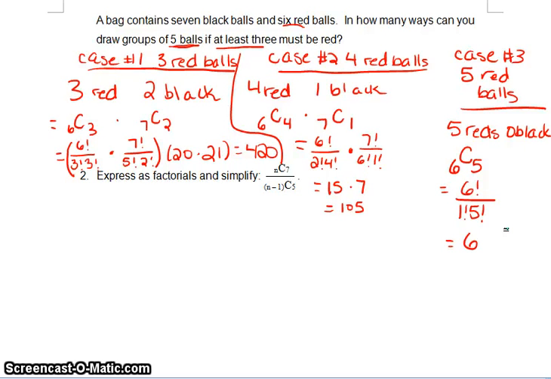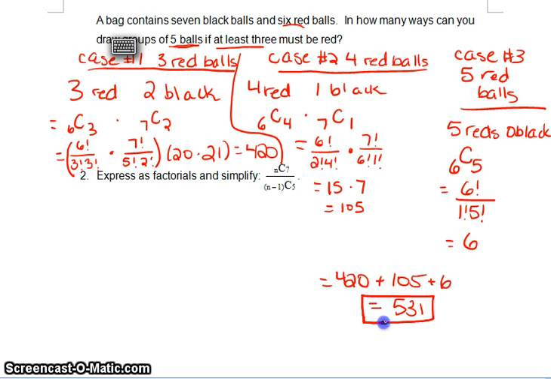So now we found the possibilities for each case. Now we're going to add them all together. So we'll have 420 from our first case, plus 105 from case 2, and 6 from case 3. Putting that into your calculators, we should find that there are 531 different ways to choose at least 3 red balls. So there's 531 ways to choose at least 3 red balls. Alright.